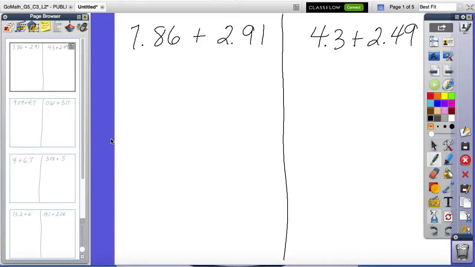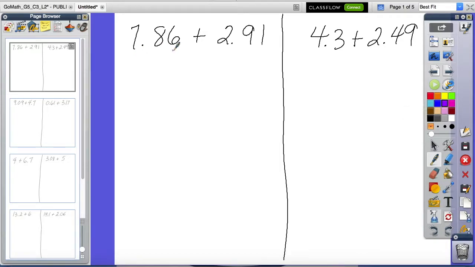Today we're going to add decimals. Just like when adding whole numbers, we have to make sure that our place value columns are in line before we start to add. We have to add common place values, if that makes any sense. Let's see what I'm talking about here.